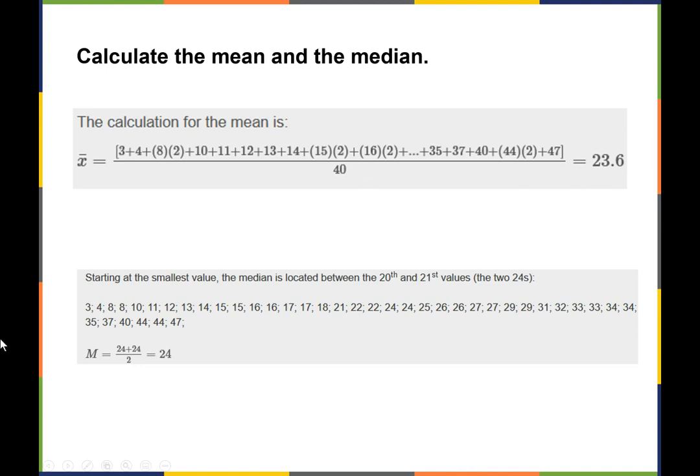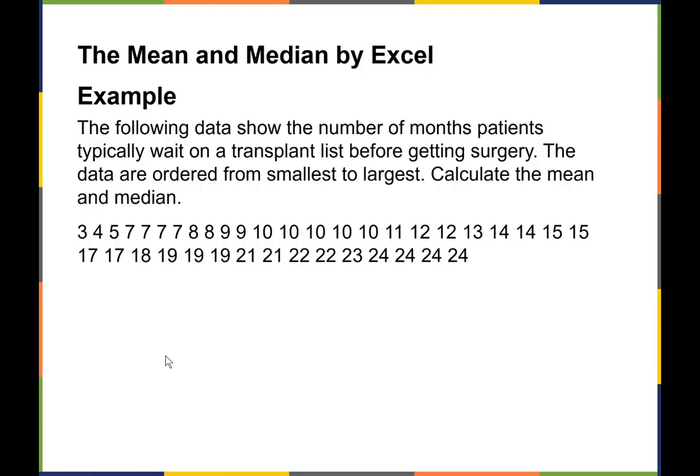23.6, hopefully. And for the median, it's going to be located at the 20th and 21st values. Both of those values, where is that? Right here. Both of those is halfway through the list. I have a list of 40, so it is going to be between the 20th and 21st. Average the 20th and 21st values; well, they're both 24. The average better be 24. So that's our median value.